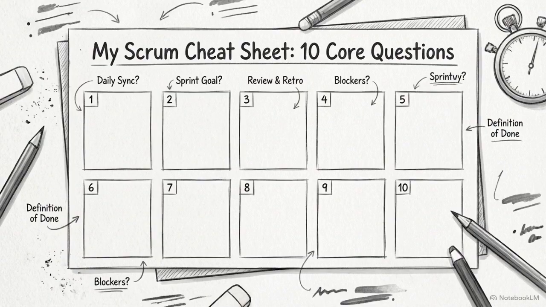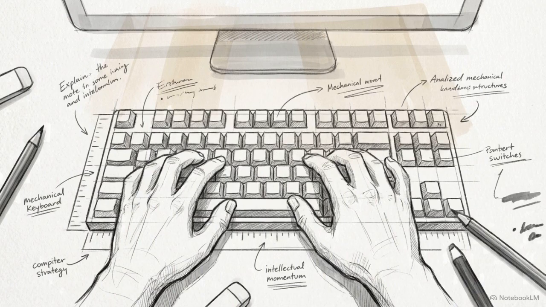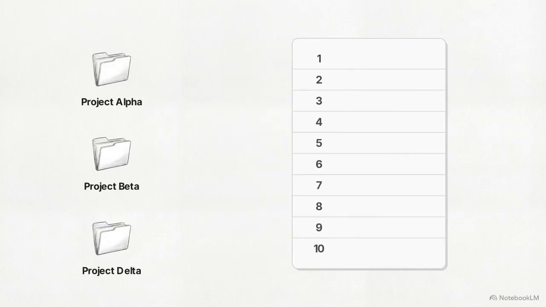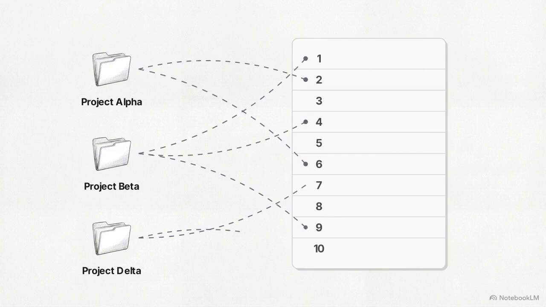We are going to actively draft a personalized 10-question interview cheat sheet so you can answer these technical questions using your own real-world experience. Step 1. Open a blank digital document. Divide it into 10 blank sections. Then, pull up a mental list of the past Agile projects you have worked on. You will need those specific experiences to anchor your answers.